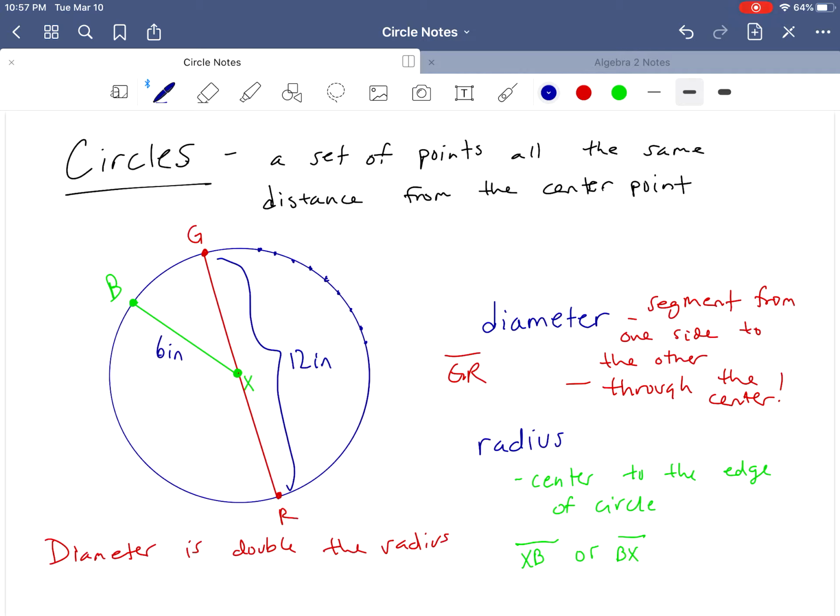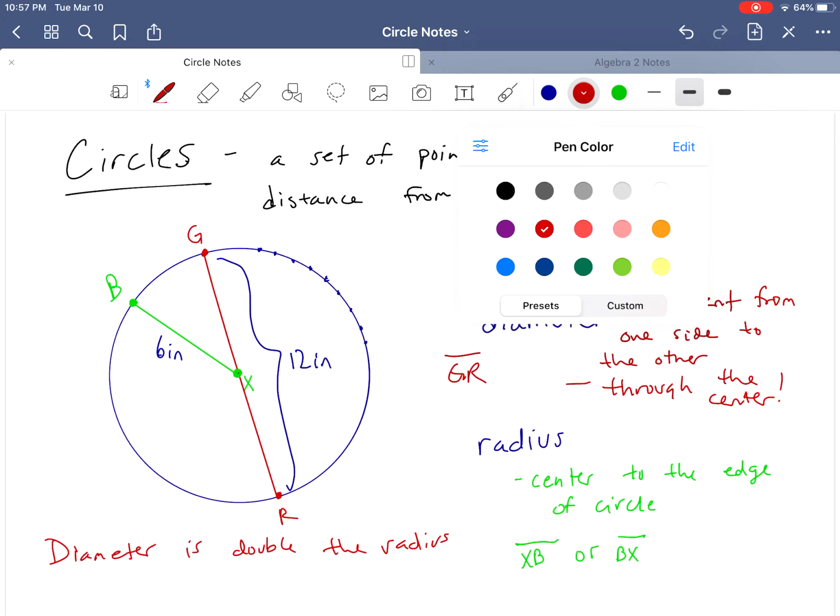And it can work the other way around. I could tell you that the diameter is 30 centimeters. And if I divide by 2, then that means my radius would be 15 centimeters. So they are related to each other. The other thing is you can draw a radius anywhere and the measurements will always be the same.